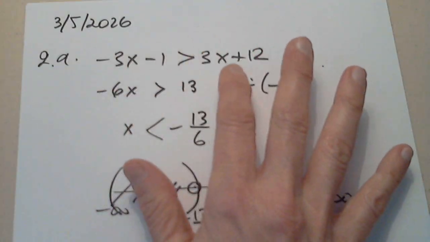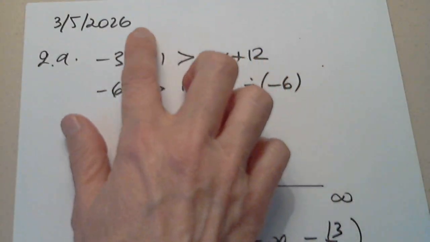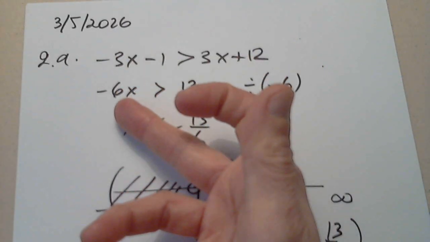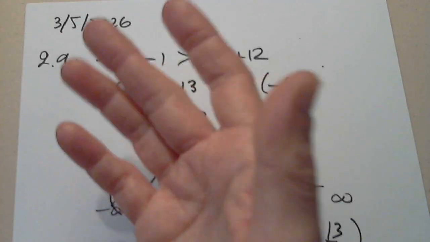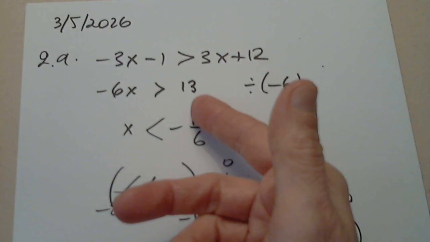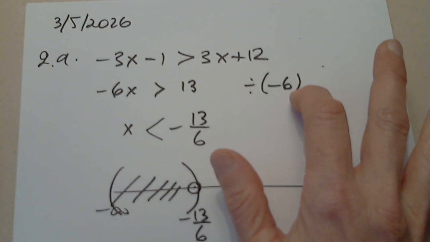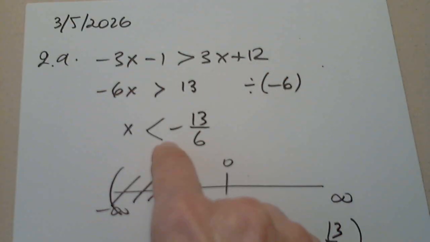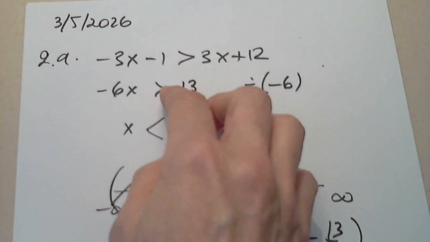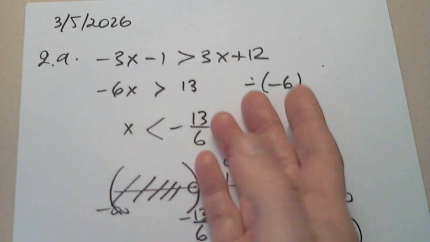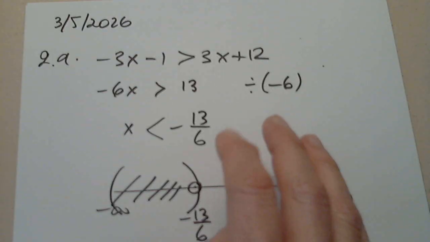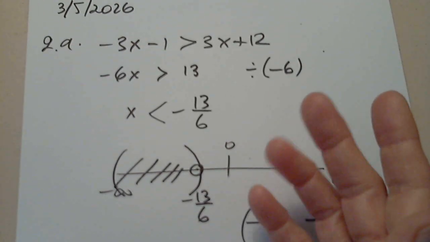So what I did, I moved 3x to the other side. It was positive, so when I moved it to the other side, it became negative. Then I moved the negative 1 to the other side, it becomes positive, so I have 13. I have to divide both sides by negative 6, and when I do that, I have to switch the inequality symbol, or flip. If it has greater than or equal to, I have to flip it to less than or equal to, because I divide by or multiply by a negative number.